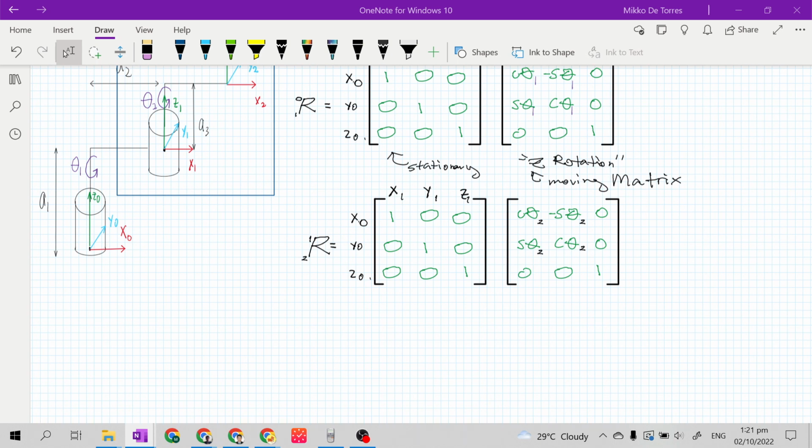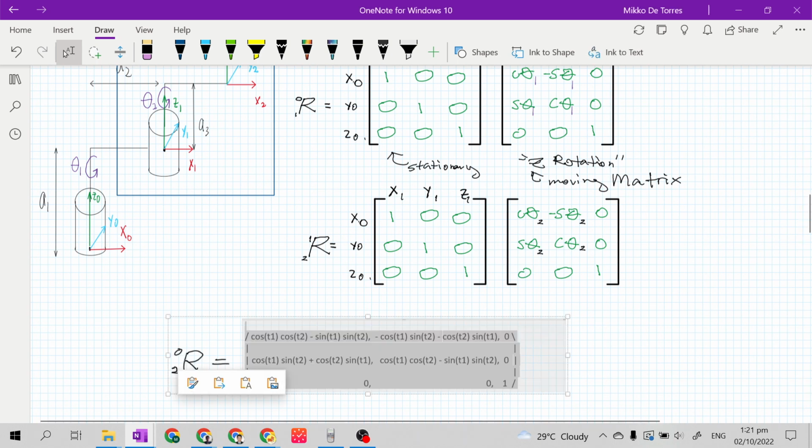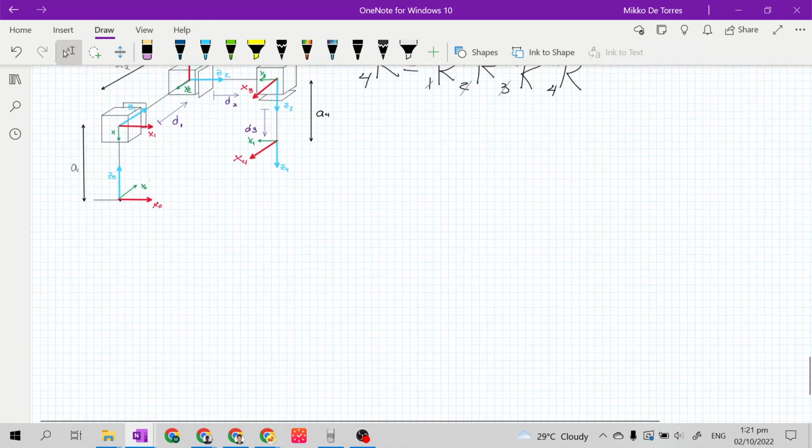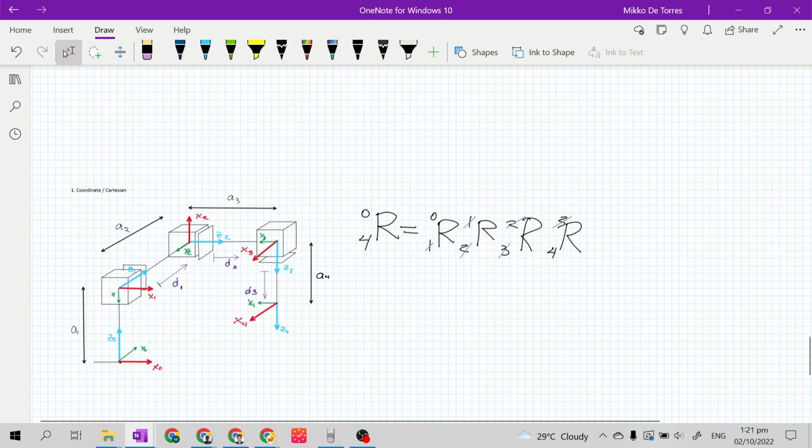So there are different rotation matrices, different derivations, for each mechanical manipulator. We will discuss some examples, like the assignment of frames, in the next videos.